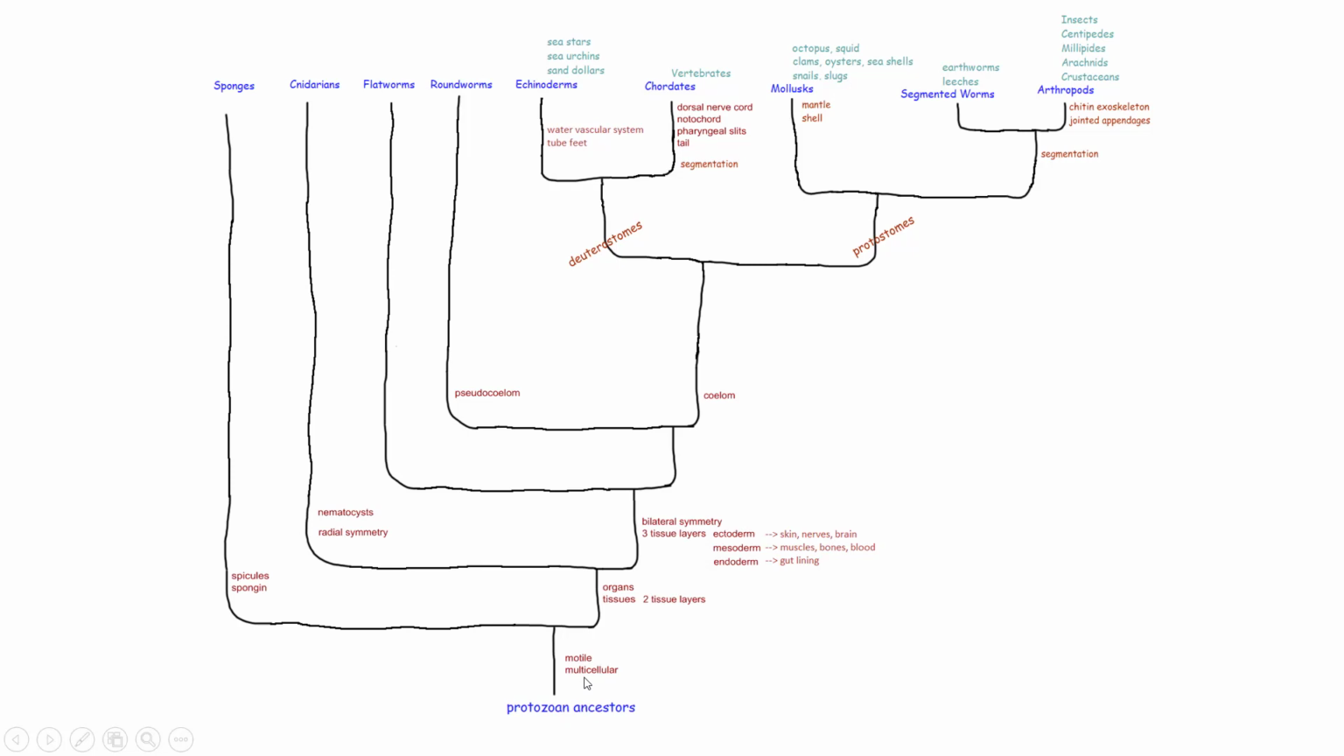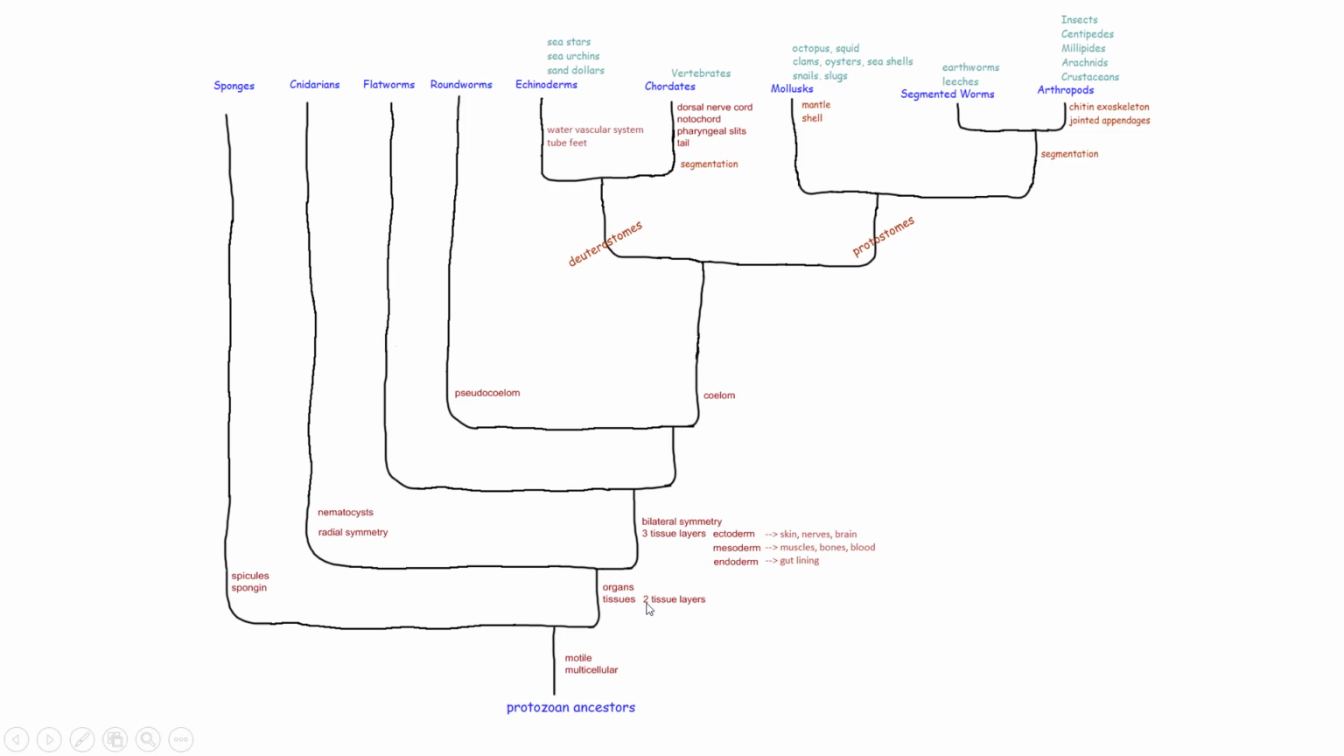One of the first things that happened is they became multicellular and motile. So all animals are able to move at least during some stage of their life cycle. Sponges, their defining feature is that they have a protein called spongin, and they have sharp spicules to deter organisms from eating them. The next evolutionary change was to develop tissue layers. Sponges have no true tissues and no organs, but cnidarians, which are things like jellyfish and sea anemones and corals, have tissues and organs.